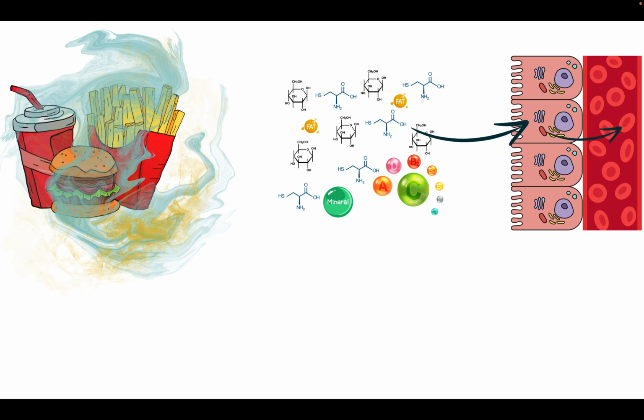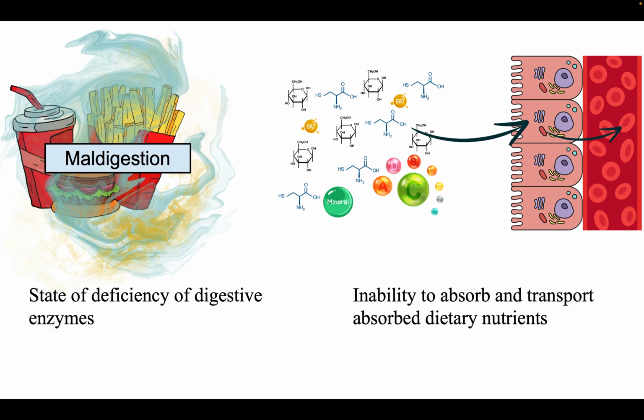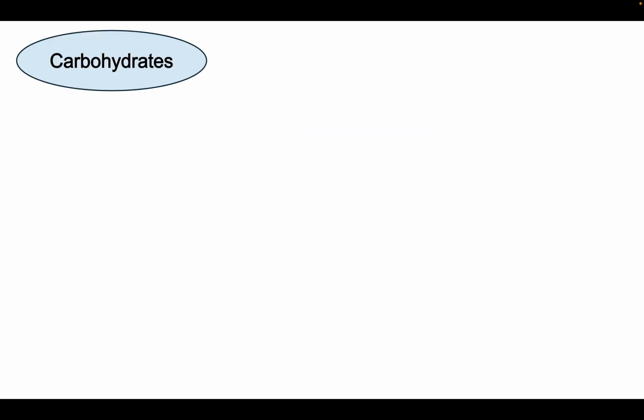This is the normal process of digestion. Maldigestion refers to the condition where there is a deficiency of digestive enzymes, so food isn't broken down properly. On the other hand, malabsorption is when the body cannot absorb or transfer these nutrients from the intestine to the blood vessels. Now, what happens to unabsorbed food left in the intestine?